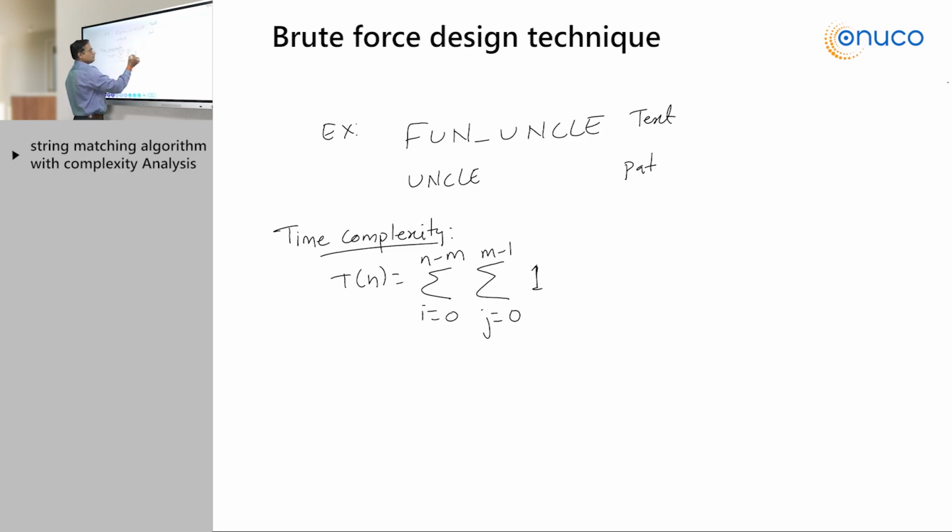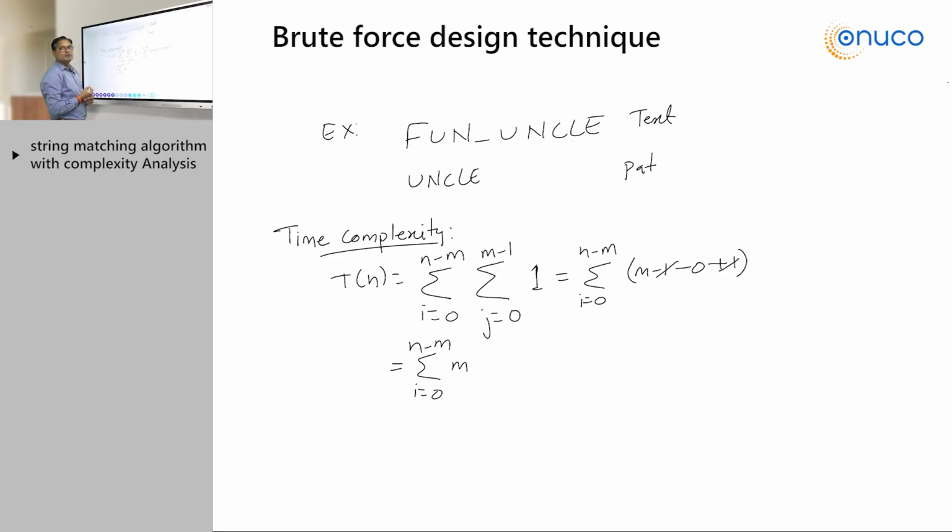Simplify this: upper limit minus lower limit plus 1. So we are going to write i is equal to 0 to n minus m, upper limit m minus 1 minus 0 plus 1, the 1 and minus 1 got cancelled, hence we are getting summation i is equal to 0 to n minus m of m. Now we can see that this m is independent from i, so you take m out, as we discussed in the previous examples.